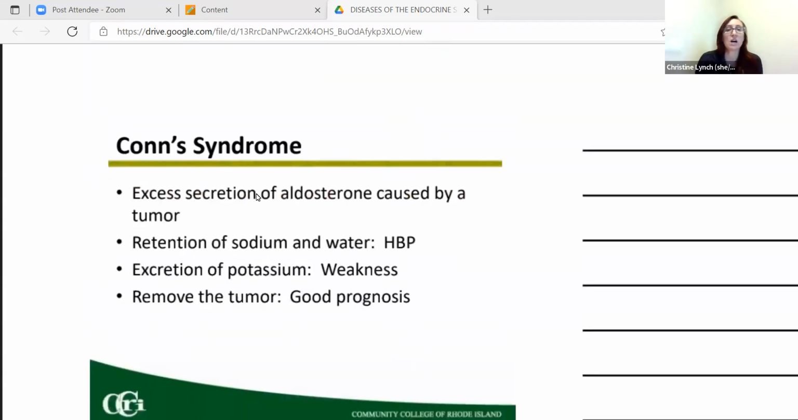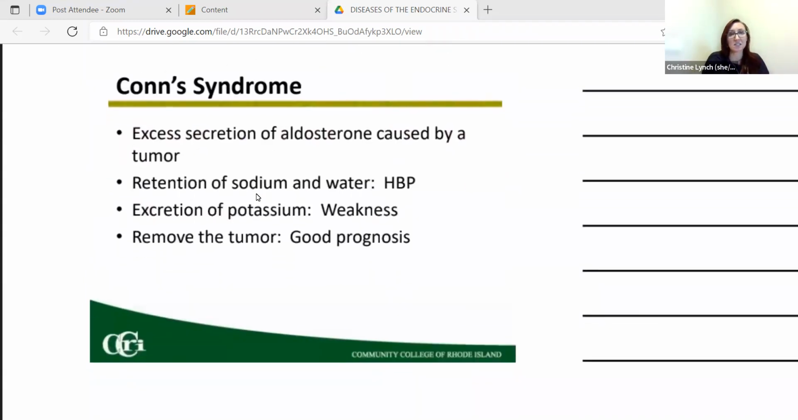And then we have Conn's syndrome. So this is excess secretion of aldosterone, and that can be caused by a benign adrenal tumor. So this causes a retention of sodium and water and causes high blood pressure and increased excretion of potassium, and that causes muscle weakness, muscle cramping, fatigue, polyuria, and polydipsia. It is more prevalent in women.